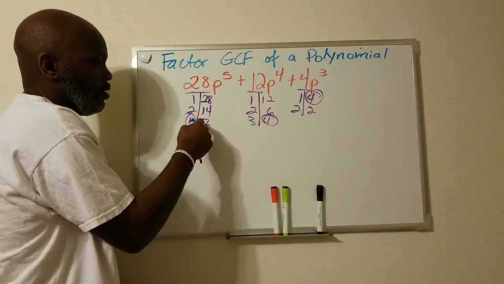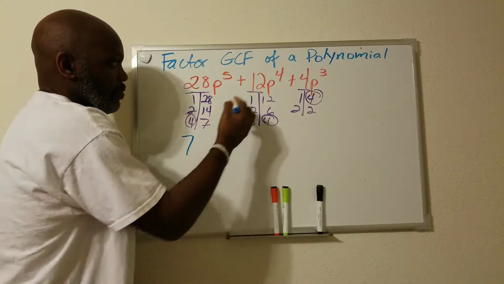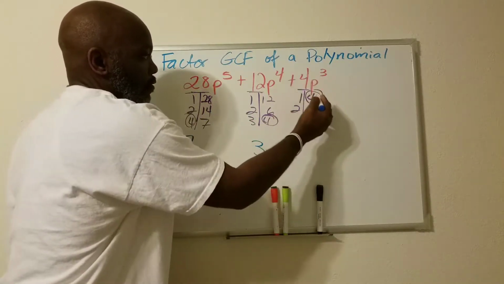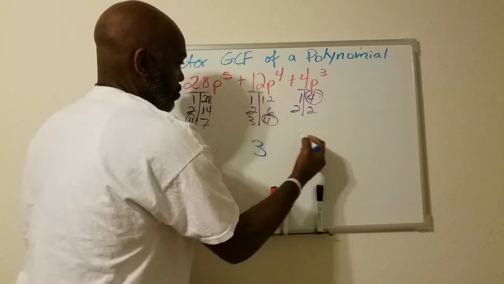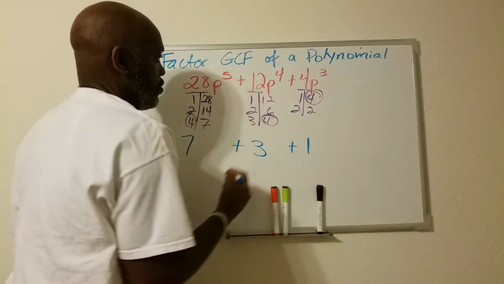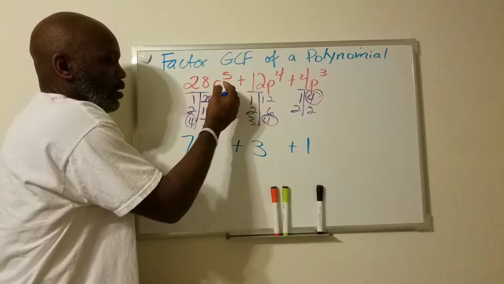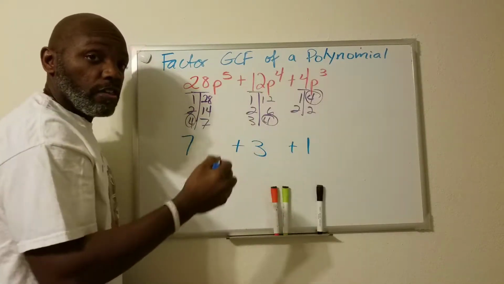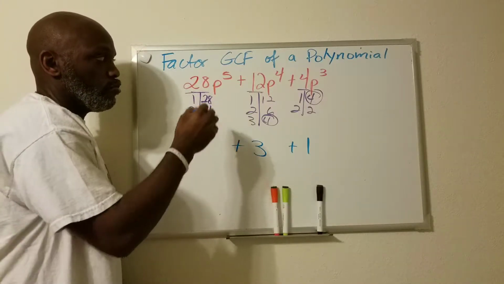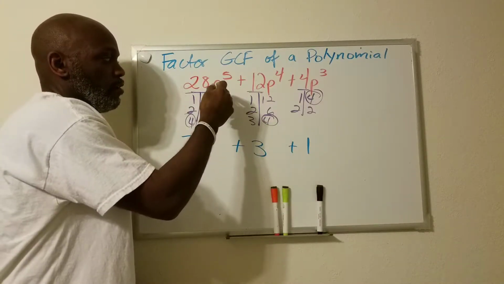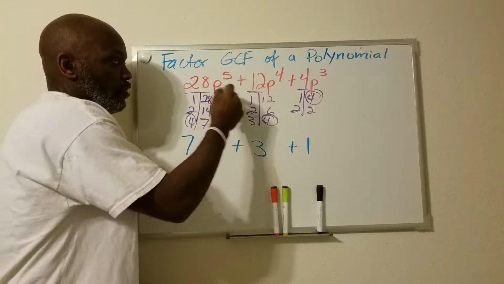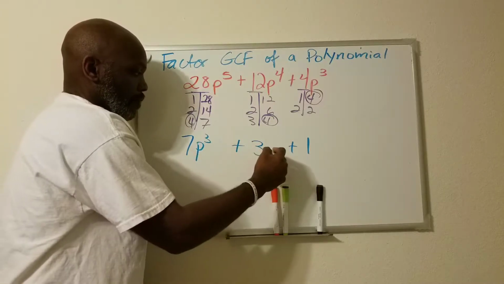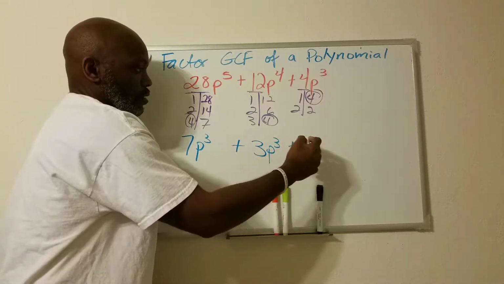Okay, so we end up with 28 divided by 4 is going to be 7. 12 divided by 4 is 3. 4 divided by 4 is 1. Then we look at the base or the variable in this case. We're going to look at the exponents. And if you look at the other video, it shows you how to find the greatest common factor of a variable and an exponent. And so as you can see, it's going to be p to the third. So all of these are going to be p to the third power.